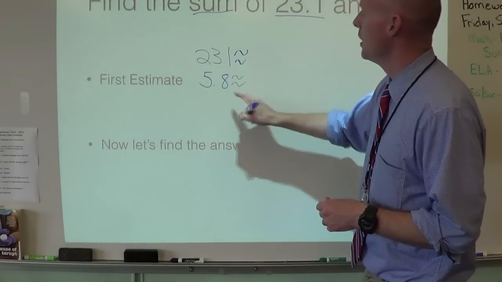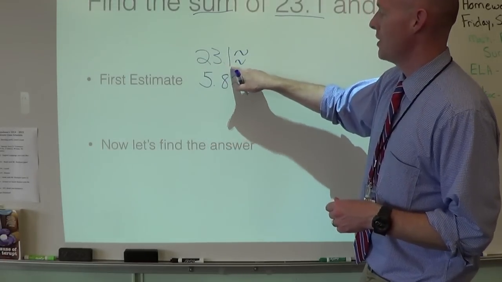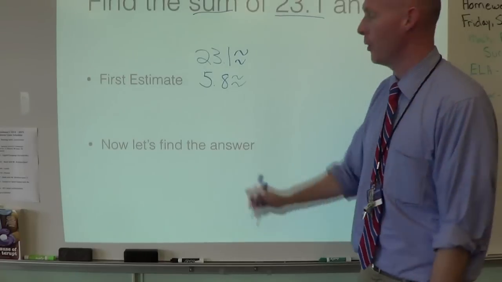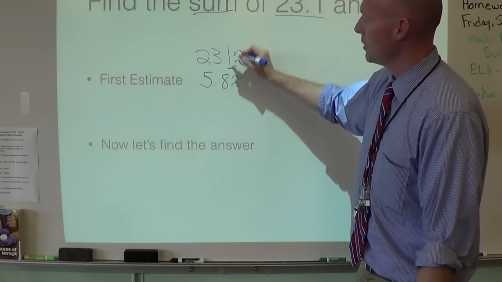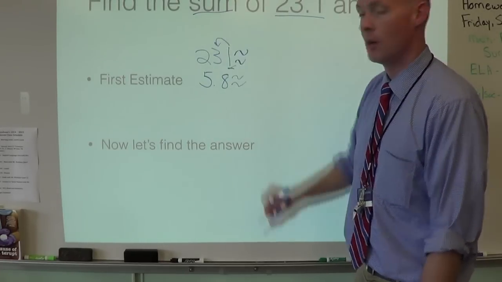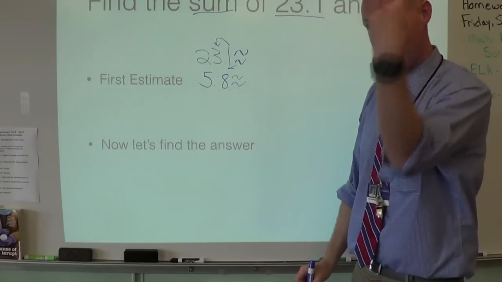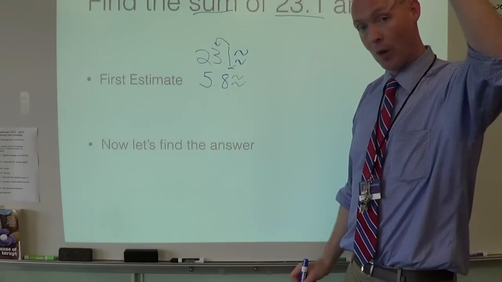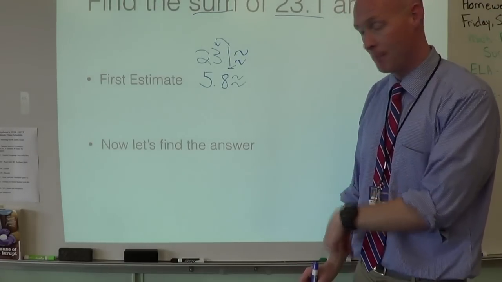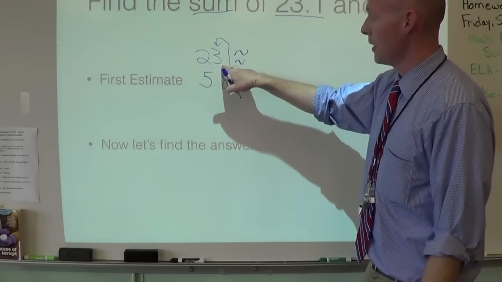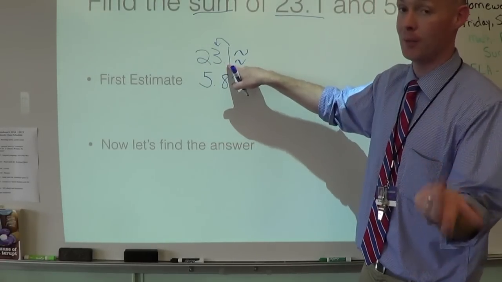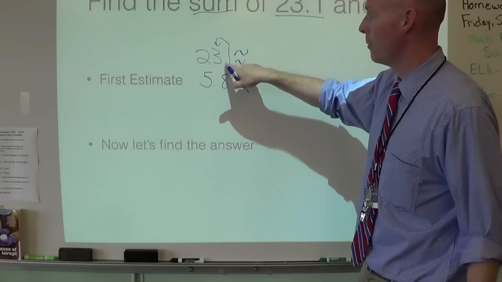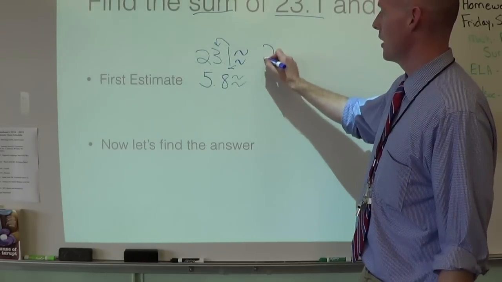And let's look. 23 1/10. I want to round to the nearest whole number, so I go to the ones place. The number to the right of it is a 1. Remember, 5 or more, you round up. 4 or below, stays the same. Because that 1 is below 5, it's going to stay the same, so it's going to stay at 23.